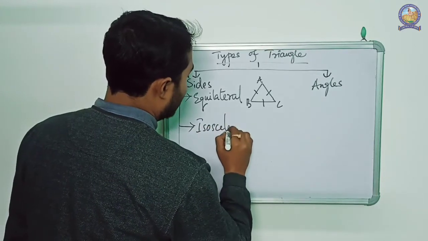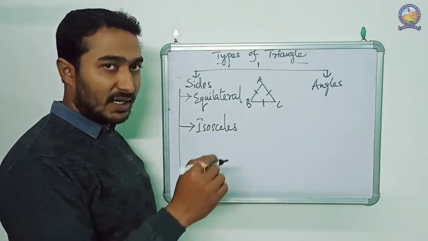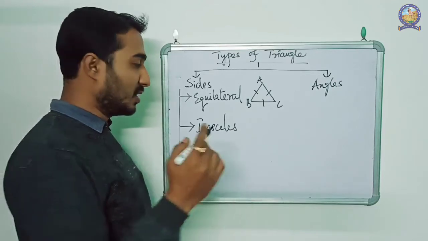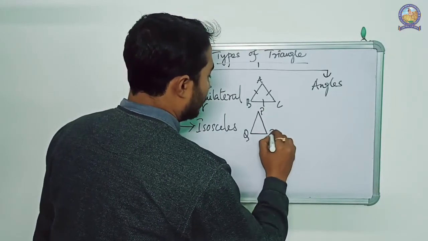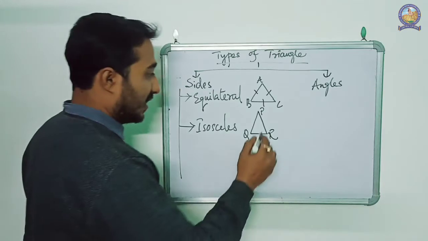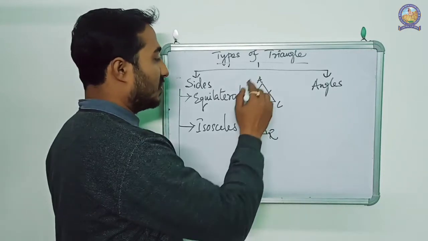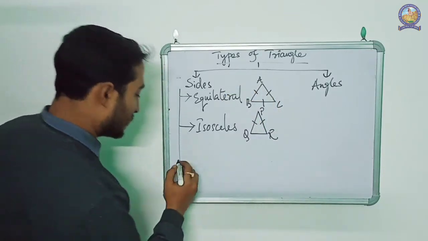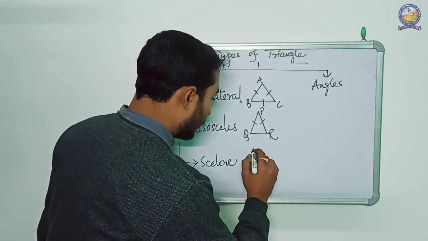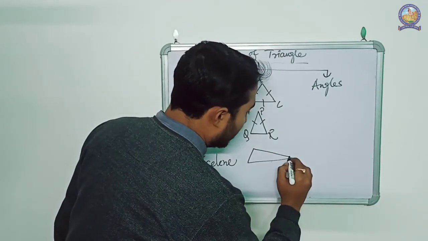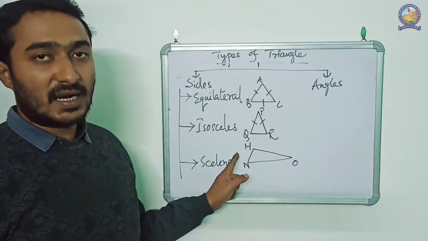Next, the isosceles triangle. An isosceles triangle is a type of triangle where any two sides of the triangle are equal and the other side is not equal. In this triangle, any two sides are equal, but the other side is not equal. If it is equal, then it will become an equilateral triangle. And the last one is the scalene triangle. In this type of triangle, all three sides are of different sizes.